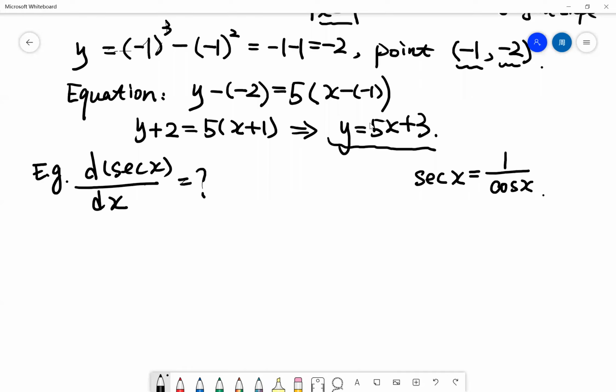I send it to the WeChat group. Okay, I will check. So could you please also write the procedure? How to get the result, sec x times tangent x? Okay, teacher.